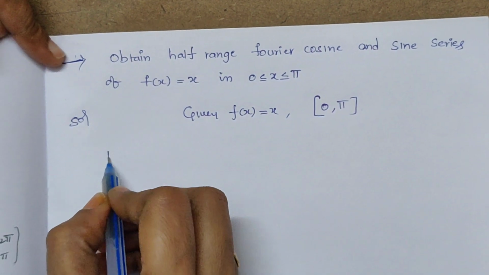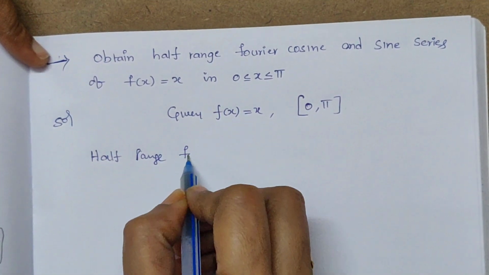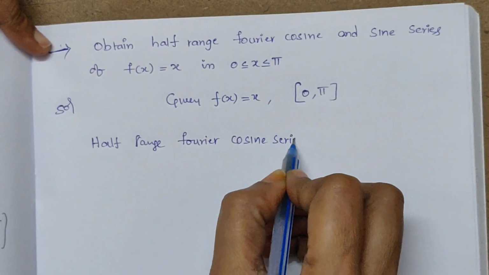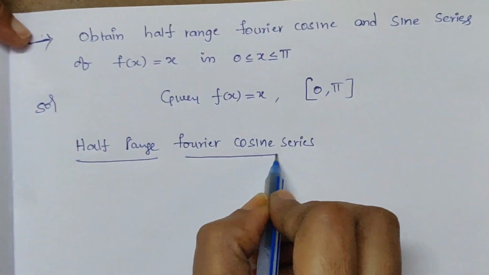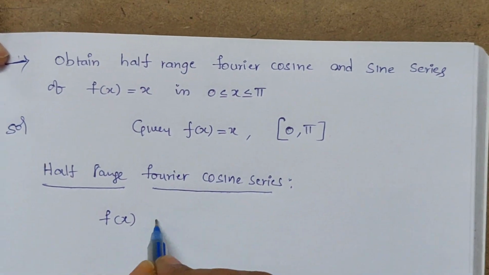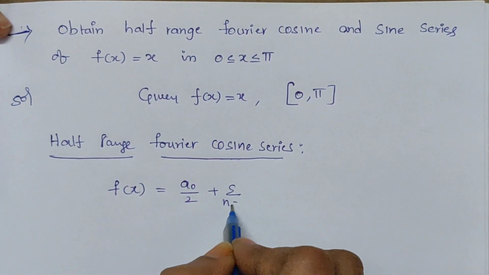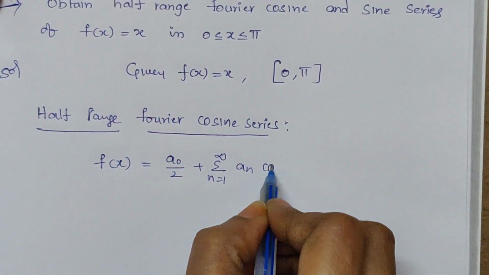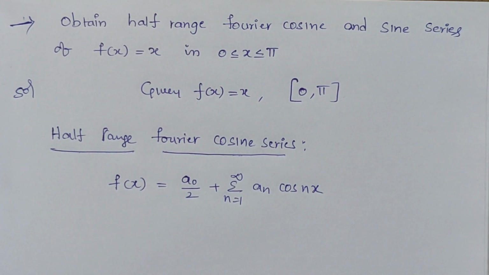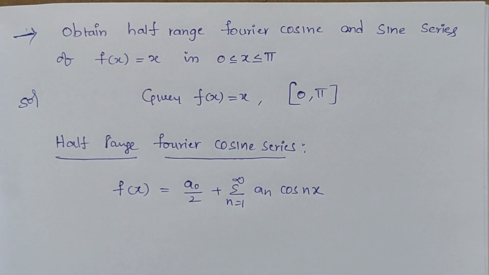We have to find the half range Fourier cosine series first of all, and later we determine the Fourier sine series. The half range Fourier cosine series for the function f of x is given by f of x equal to a0 by 2 plus sigma n equal to 1 to infinity an cos nx. Half range Fourier cosine series means it contains only a0 and an terms. Half range Fourier sine series means it contains only the bn term.